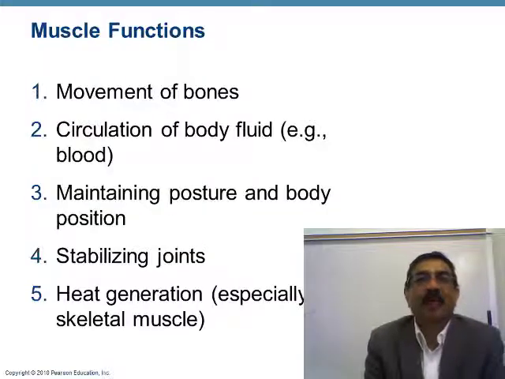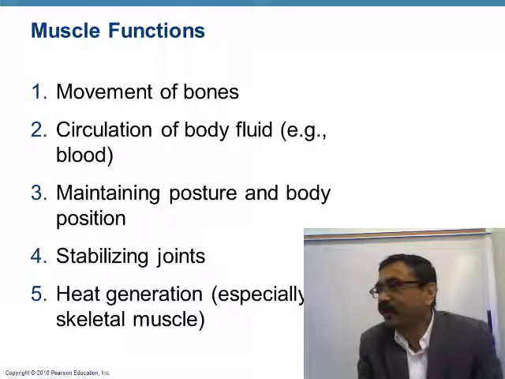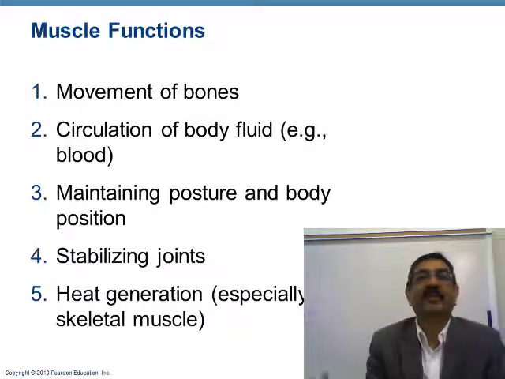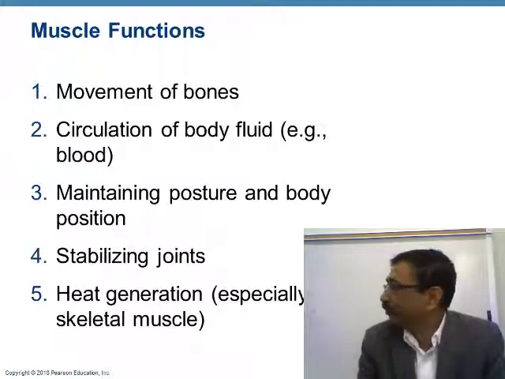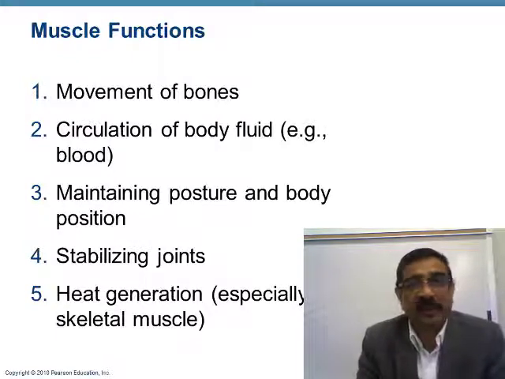Functions of the muscle. Movement of bones. We all know that bones move at the joints with the help of muscles. Without muscles, bones will not be able to move at the joints. So in one sentence, bones move at the joints with the help of muscles. Muscles contract and relax to move the bones. And that's how we move the body parts, by the contraction and relaxation of the muscles.